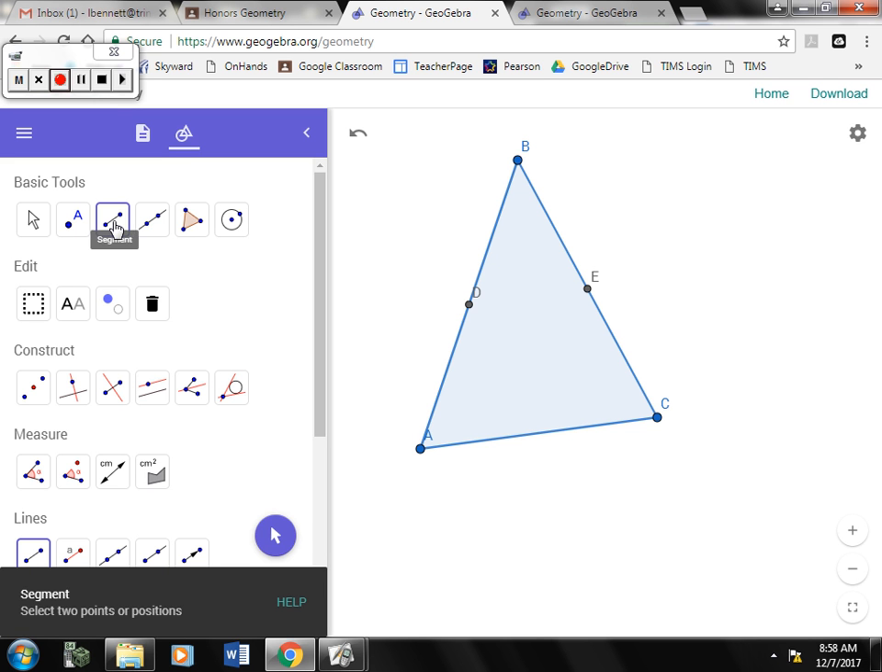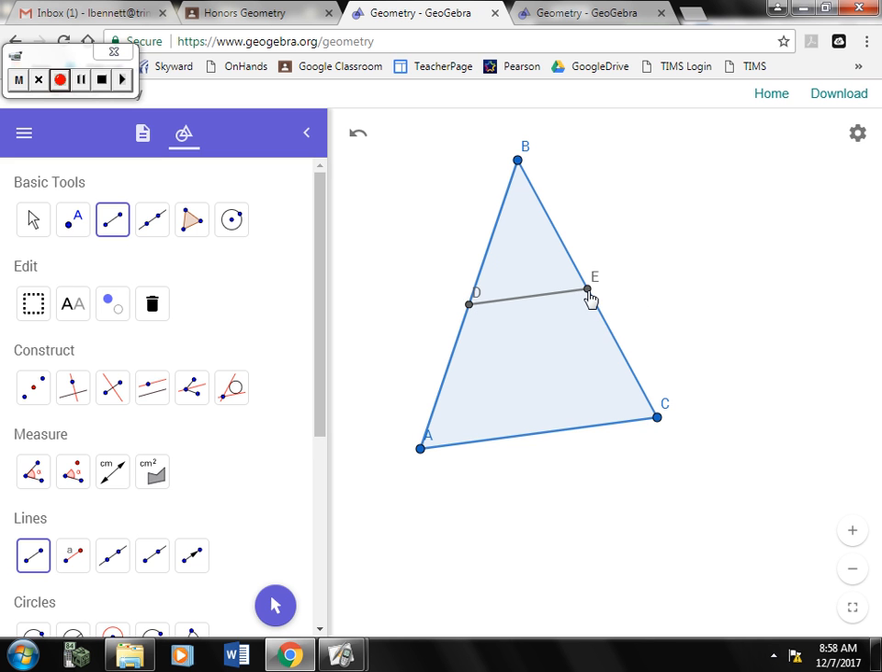We're going to connect D to E. Everyone's is going to look different because your points are all different, but we're still going to see the same relationship between sides. Now we're going to learn today that this is called a mid-segment of a triangle. It's a segment that connects the midpoints. That's what our lesson's about today.